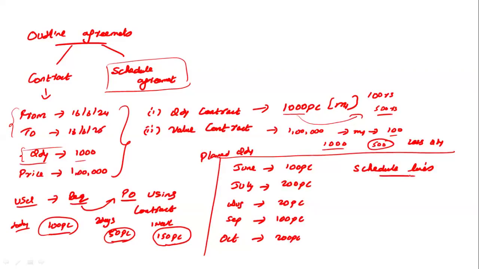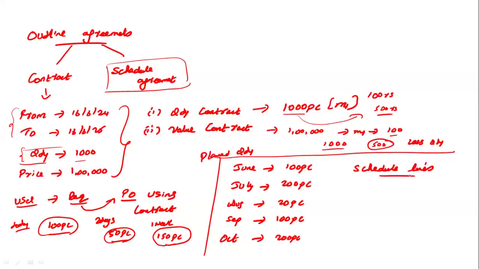If you know the future forecasting or future planning, then you can go with the schedule agreement. If you don't have the future planning of your material, then you can go with the contract. So whenever you raise a contract, based on the requirement, you raise the purchase order and get the goods, because you don't know what is the requirement which comes from business or which comes from the manufacturing industry. So you can go with the contract. You don't know what is the requirement.